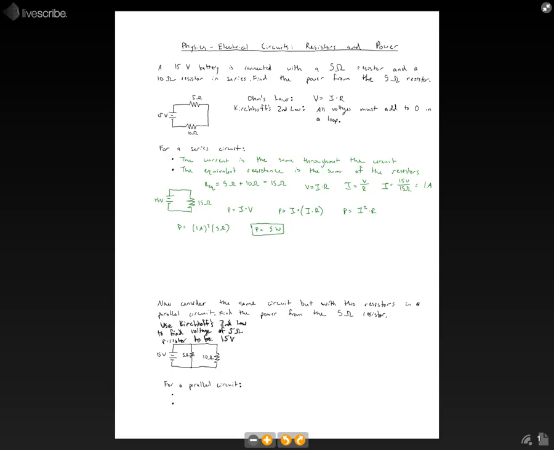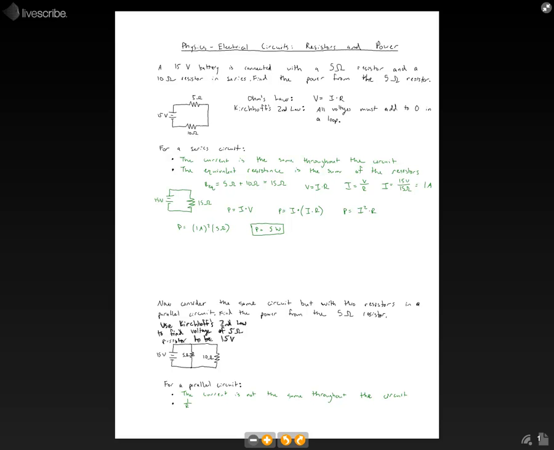There's a couple things we want to go over before we actually get into that part of the problem. So for a parallel circuit, the current is not the same throughout the circuit. That's a key difference from the series circuit. Also, we know that the equivalent resistance is found differently here. It'd probably be easier for me to write out the equation for it rather than try to explain it in words.